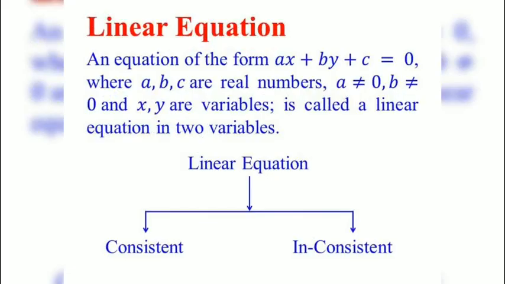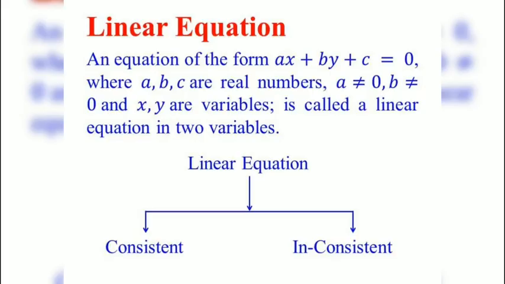What do you mean by a linear equation? An equation of the form ax + by + c = 0, where a, b, c are real numbers, a is not equal to 0, b is not equal to 0, and x, y are variables, is called a linear equation in two variables.